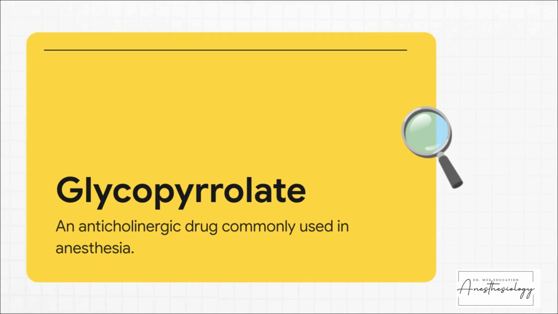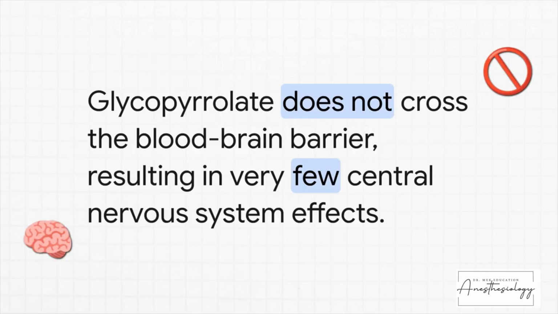Glycopyrrolate is an anticholinergic drug, and it's a real workhorse in anesthesia for some very specific and predictable reasons. Now, this is the single most important thing to remember about glycopyrrolate, the feature that truly sets it apart. It does not cross the blood-brain barrier. And why is that so critical for us? It means we get the peripheral effects we're looking for without the central nervous system side effects like sedation or delirium that you might see with other anticholinergics like atropine.